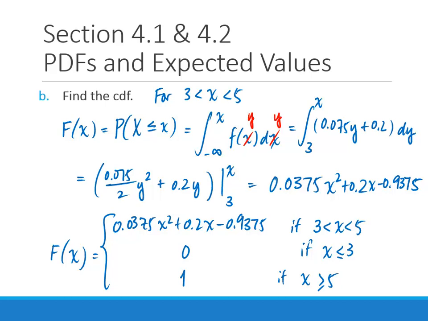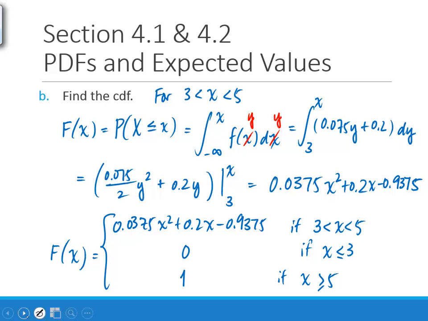So again, between 3 and 5, we use the integral to find what the CDF is, and for x bigger than 5, the probability of being less than that is 1. For x less than 3, the probability of being less than that is 0.